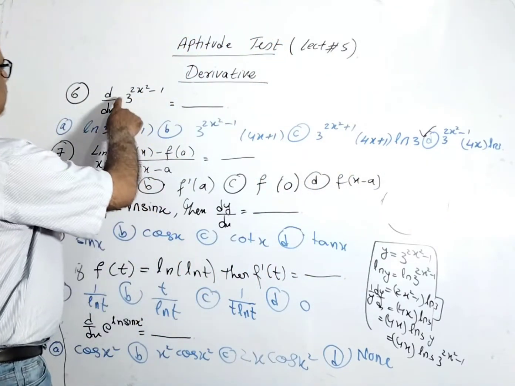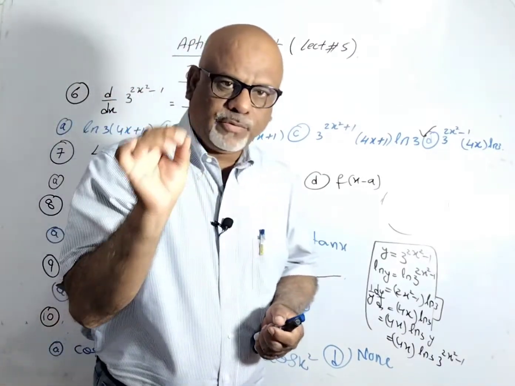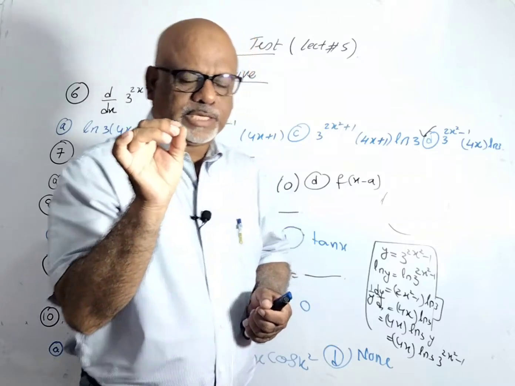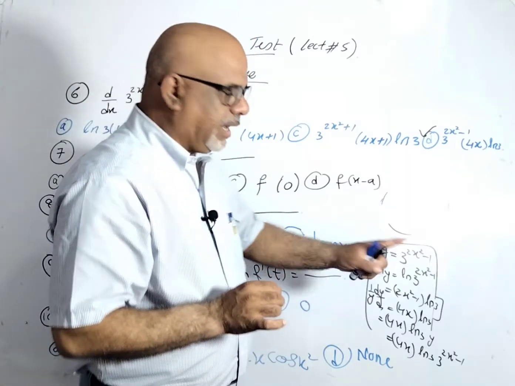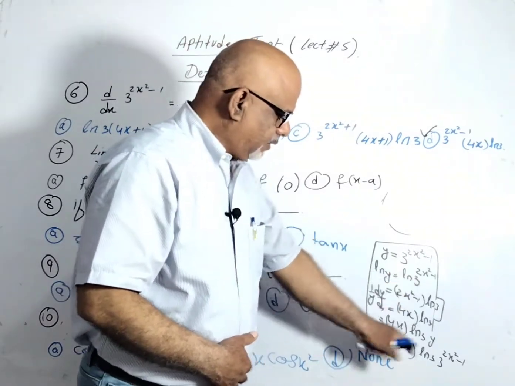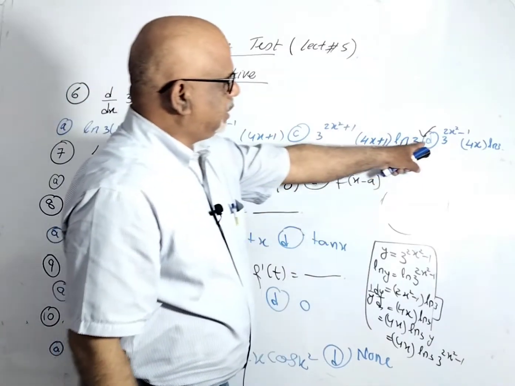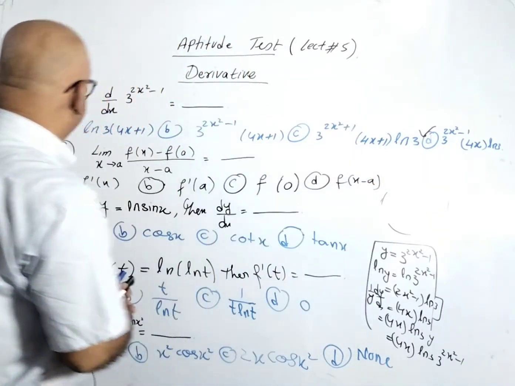So dear students, remember that this is an exponential type equation here. When we have to find the derivative of an exponential type function, before finding its derivative we have to take ln on both sides, and then we have to find its derivative. So for the sixth MCQ, the correct option is D in this situation here.